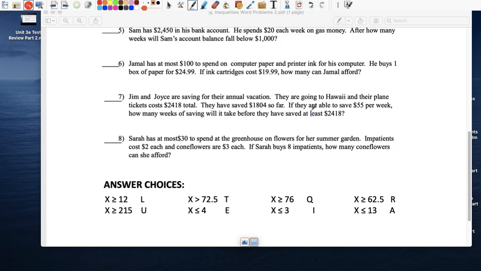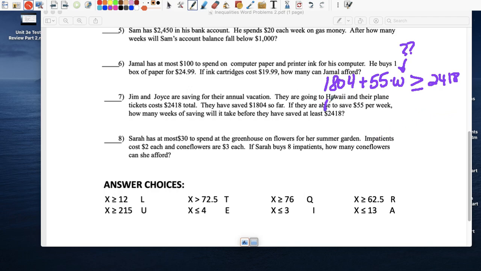All right, Jim and Joyce going to Hawaii. The plane tickets cost $2,418. They saved $1,804. They're able to save $55 a week. How many more weeks do they need before they can actually have enough to buy the ticket? So far they have $1,804. That's what they start with, plus $55 per week, and this is our unknown, right? How many weeks? And then all that has to be greater than or equal to 2,418.